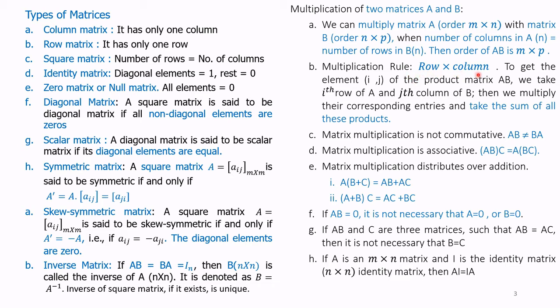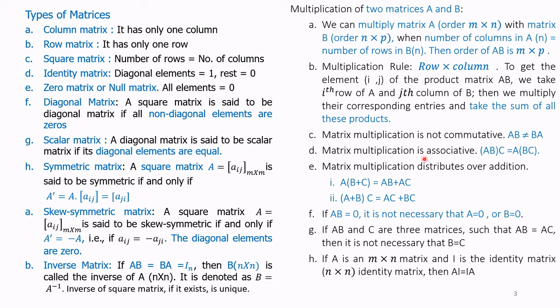Multiplication rule: row into column. To get the element Aij of the product matrix AB, we take the ith row of A and the jth column of B. Then we multiply their corresponding entries and take the sum of all these products. These examples are shown in detail in the subsequent worked examples. Matrix multiplication is not commutative. Please note, AB is not equal to BA.